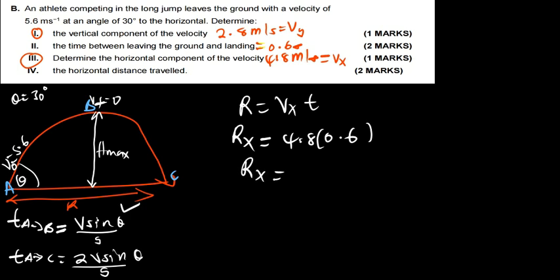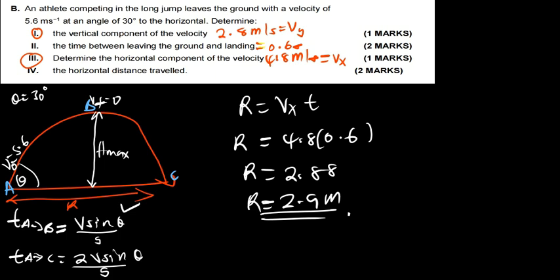I'm supposed to just say range and not Rx. So my range will be 4.8 times 0.6, which is 2.88. Or you can say the range is 2.9 meters. As simple as that. That is it for part B. Okay. Now let us go ahead and also solve part C.